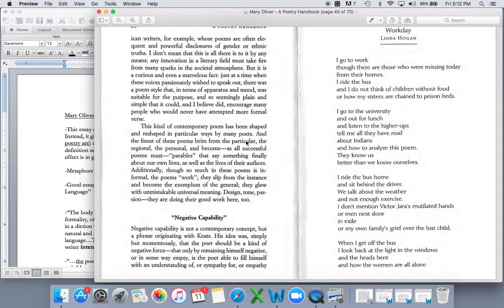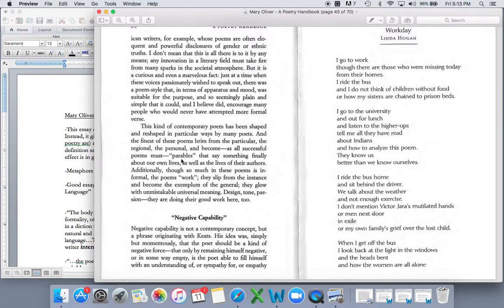It comes in the middle of the page here. It says, and the finest of these poems brim from the particular, the regional, the personal, and become, so by brim from the particular, she's saying they come from specific experience of a person or a place or a community of people. So they're developed out of that. She says, and become, as all successful poems must, parables that say something finally about our own lives as well as the lives of the author.